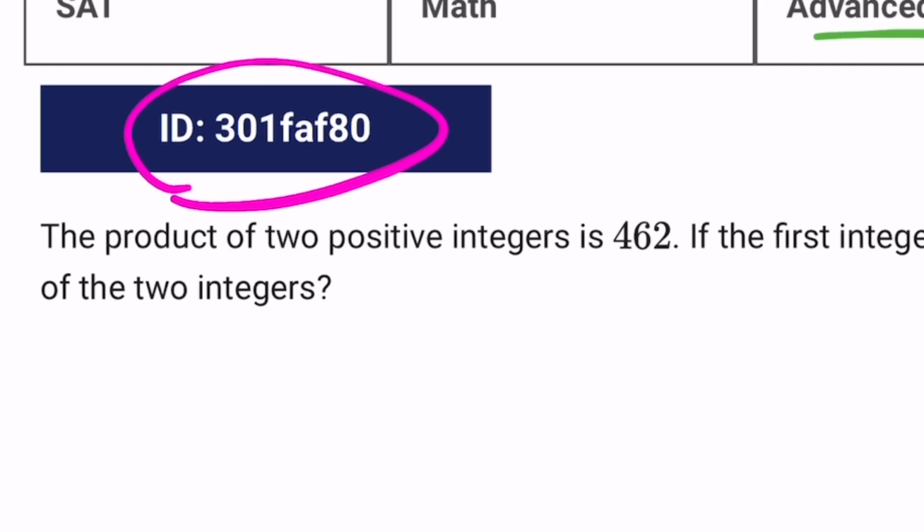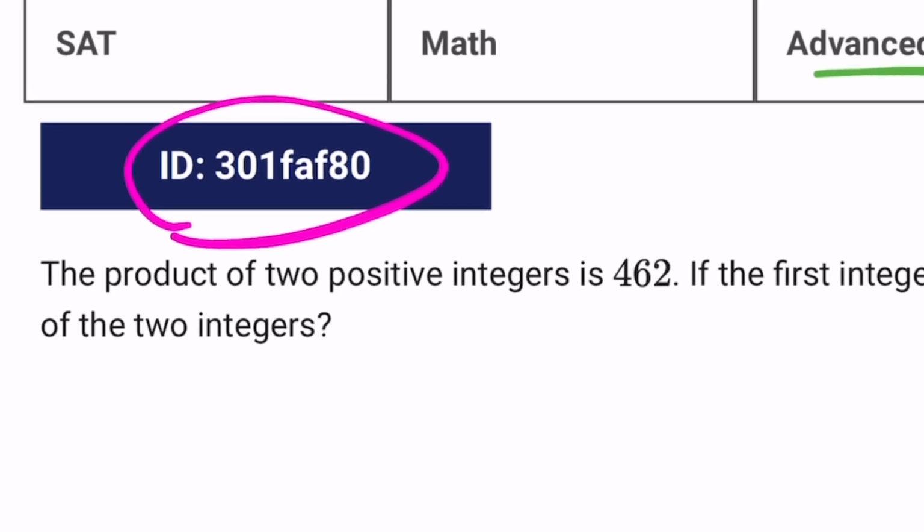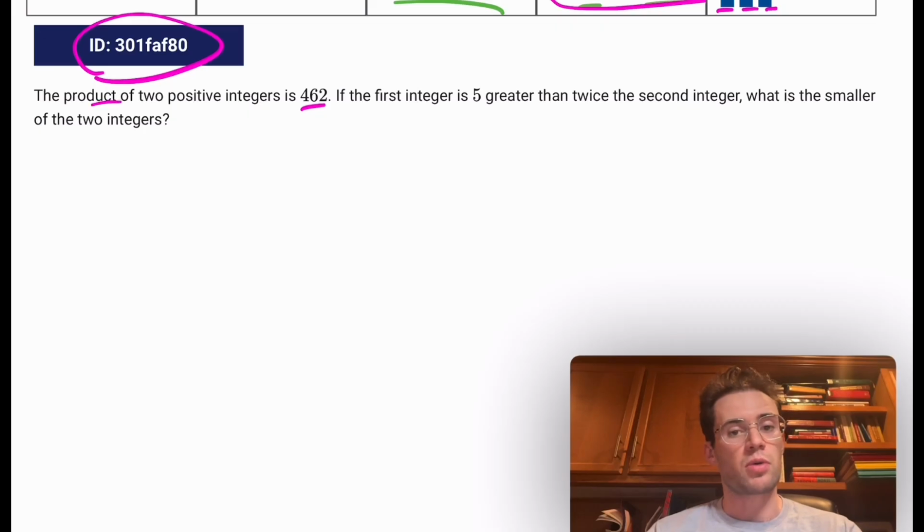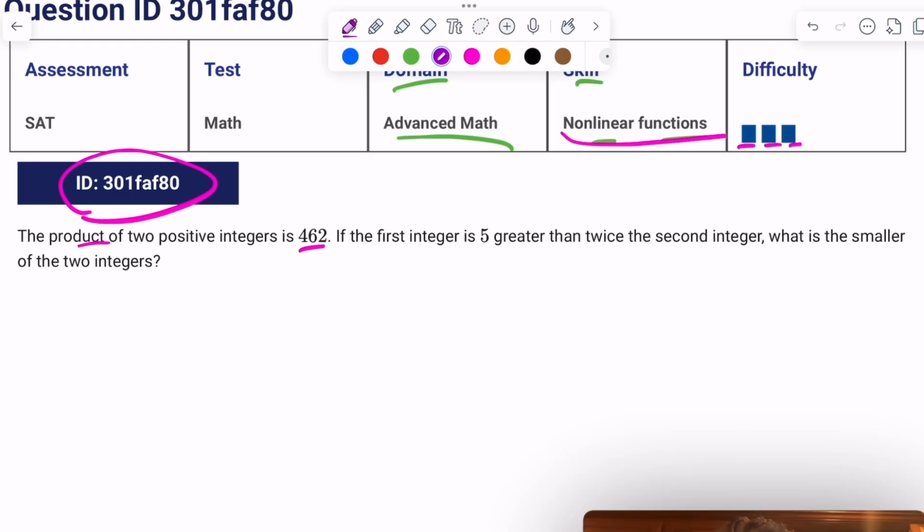Diving right in, this question says, the product of 2 integers is 462. So product means we're multiplying them. The first integer is 5 greater than twice the second integer. What is the smaller of the 2 integers?